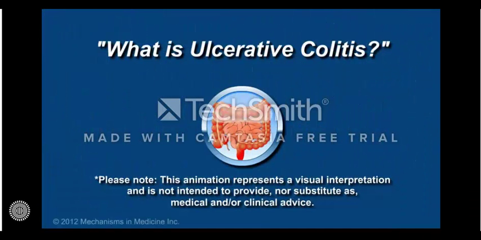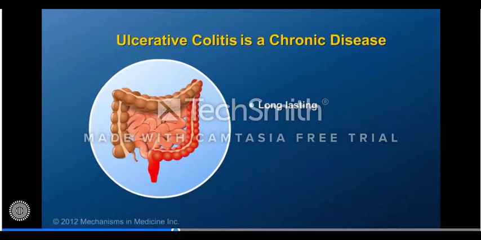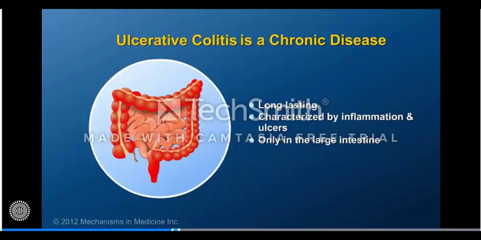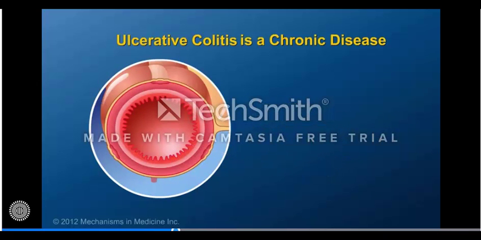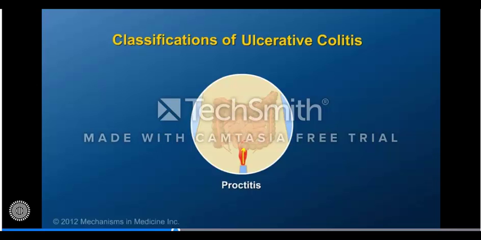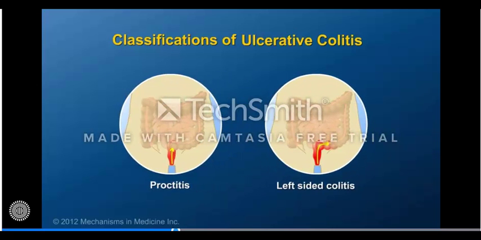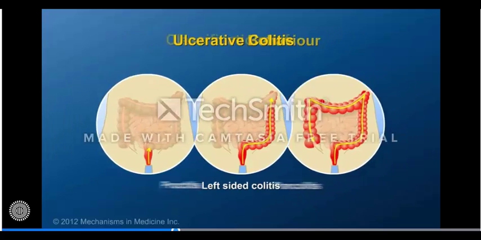What is ulcerative colitis? Ulcerative colitis is a chronic condition characterized by inflammation and sores or ulcers in the rectum and colon, or large intestine. Ulcerative colitis can be distinguished based on how much of the large intestine is involved. When it involves only the rectum, it is referred to as proctitis. If the left side of the colon is involved, it is known as left-sided colitis. When the entire colon is involved, it is known as pancolitis.